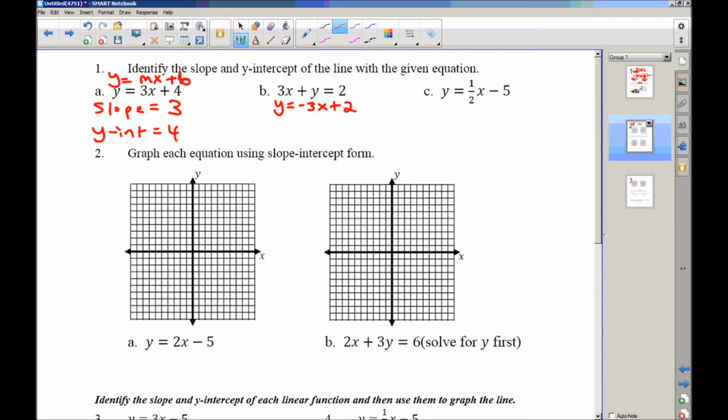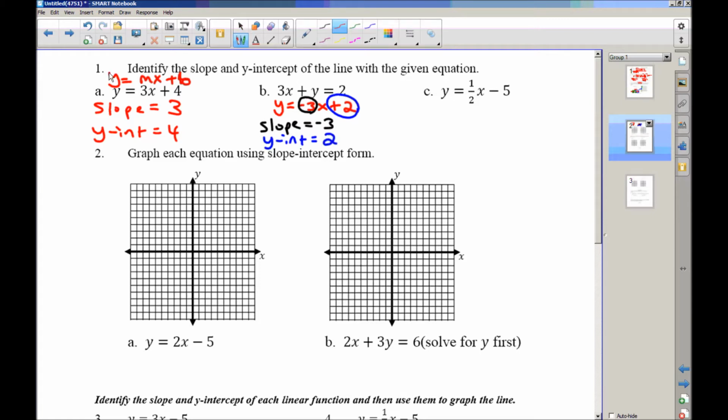And then we can see here, our slope is the number that goes with the x. So we used to call that our changer. So our slope is negative 3 in this case. And the y-intercept is the starting place or the number by itself, that constant term at the end. So our y-intercept is positive 2. Okay.